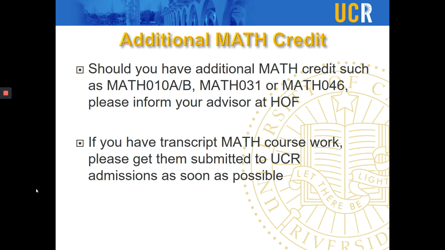Any student in Chem, Math, and Stat with more math credit, such as Math 10A, 31, or 46, please be sure to inform your advisor. These types of course credits usually involve transfer coursework from the community college. It is important that you submit these transcripts to the admissions office as soon as possible. Also be prepared to show an unofficial transcript during your HOF major session.